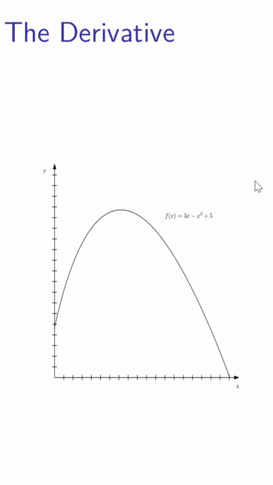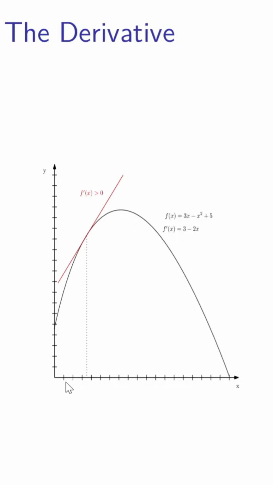Now, how does this relate to the derivative? Take the derivative of this function, which is 3 minus 2x, the 5 drops out here, and we see that this is basically a straight line that gives us the slope of the nonlinear function at a given point x.